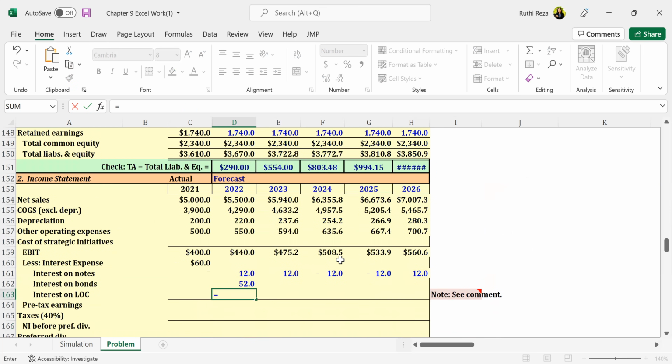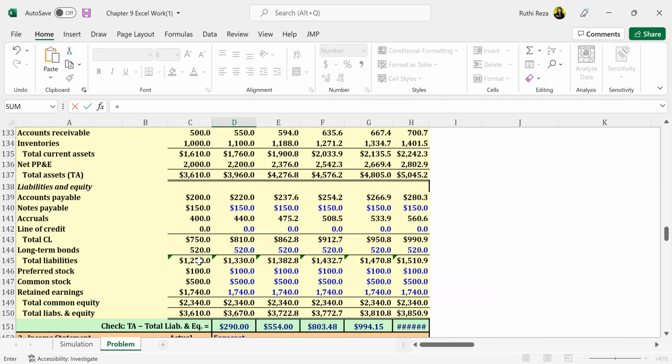Next, interest on line of credit. For this particular one, we are going to apply interest rate over the beginning balance of the line of credit. Our assumption for this particular chapter will be we actually take new line of credit at the very last day of the current financial year. So whatever line of credit we add in the current financial year, we are not going to accrue any interest on that amount. So we are going to actually pay interest only on the beginning balance of the line of credit.